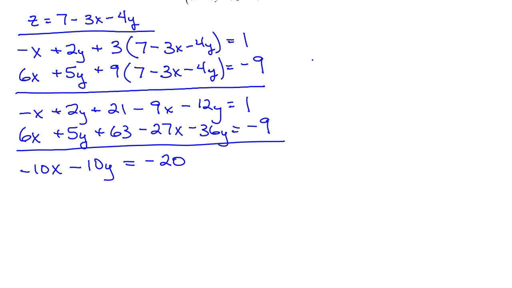Let's add the x's and y's together on the bottom equation. 6x minus 27x is negative 21x. Sorry, those are y's. 5y minus 36y is negative 31y. And then move the 63 to the other side. It's negative 72.